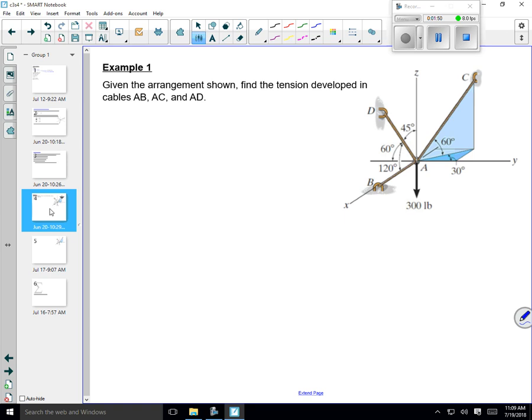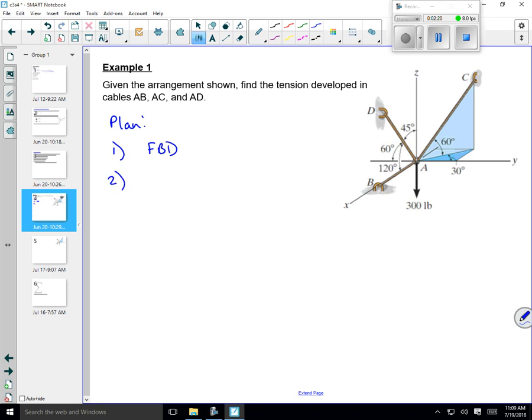So here's our condition. We've got this object hanging at A, weighs 300 pounds. Find the tension developed in those other 3 cables. So let's have a plan. What's our plan going to be? Plan. First, we're going to draw a free body diagram. We're going to do the best we can with that. But by and large, I'm going to work off this picture that's already on the page.